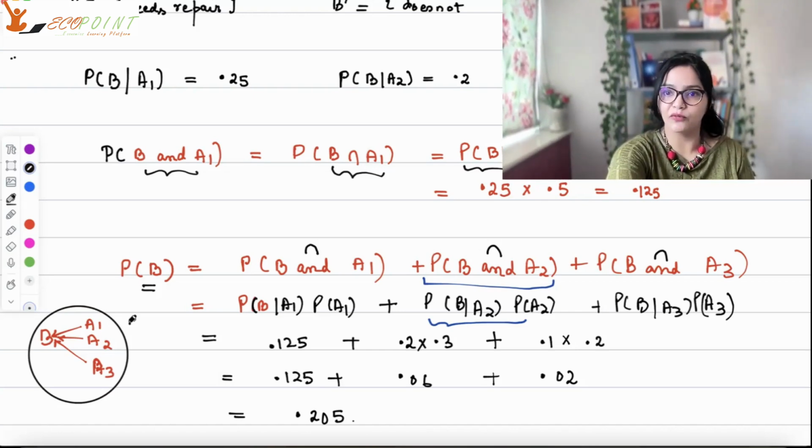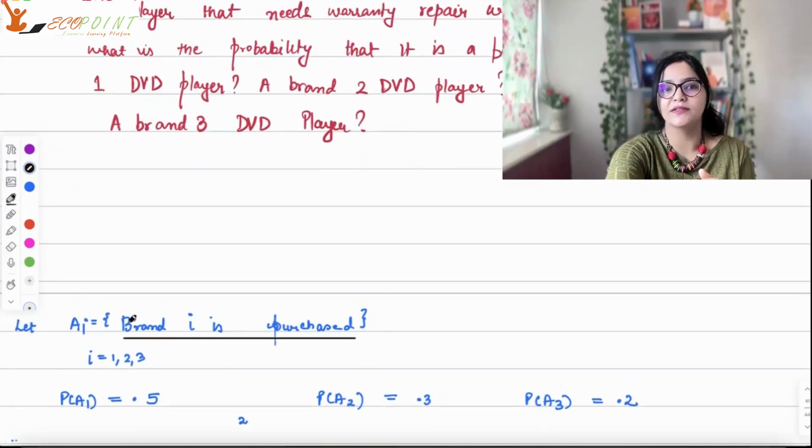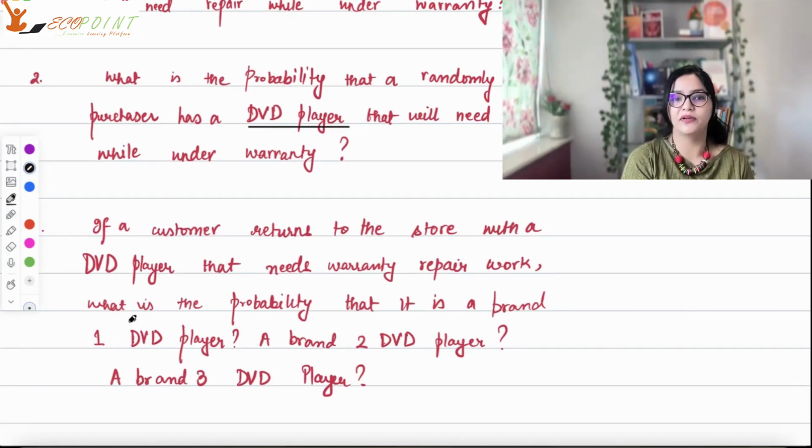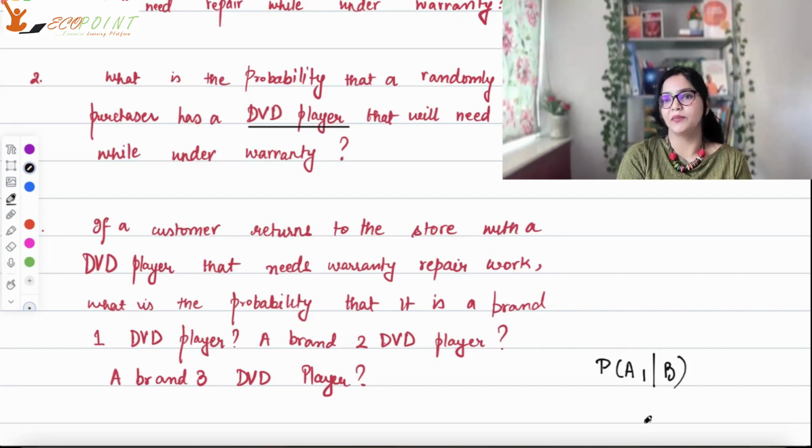And whenever there is a notion of total probability, Bayes' theorem seeps in in case you are asked for conditional probability. For example, the third part here: if a customer returns to the store with a DVD player that needs warranty repair work, what is the probability that it is a brand 1 DVD player, a brand 2 DVD player, a brand 3 DVD player? So that means what are we asked? We are asked the probability that it's a brand 1, say, given it needs repair.